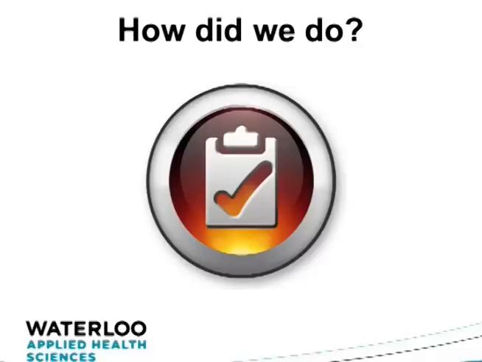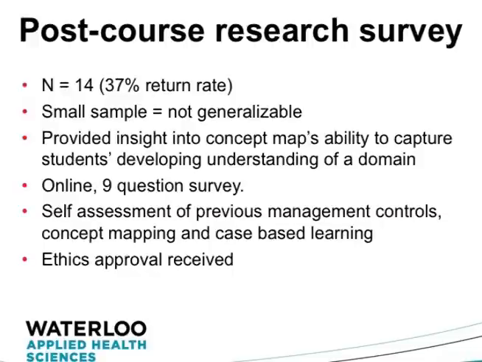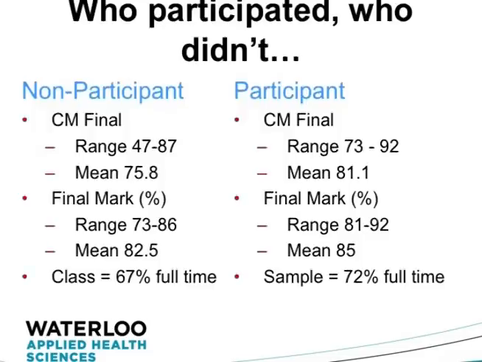So here's the how did we do. I did this little research survey. At the end, I had 14 people return the survey. And it was really kind of interesting when I started to look at their responses. It was a 9-question survey, and I actually had them do it online. And I did get them to give me some information about their previous understanding of management controls, concept mapping, and case-based learning. And here's what we found out.